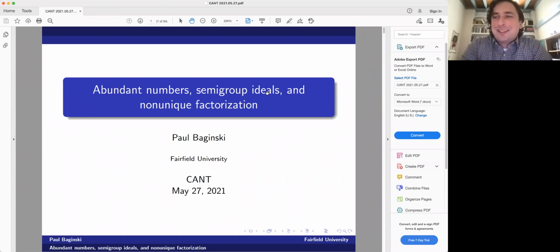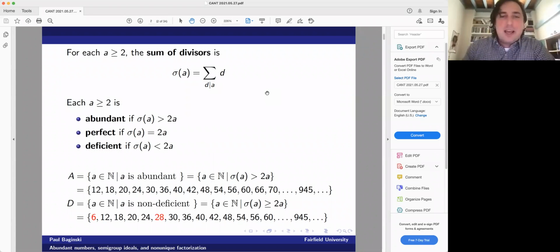I'm looking forward to next year where we can finally be back together in real life, in person. So I want to talk about abundant numbers and semigroup ideals and how they relate to non-unique factorization. This first slide is probably familiar to pretty much everyone in the audience, but I want to go over it just to get notation down.